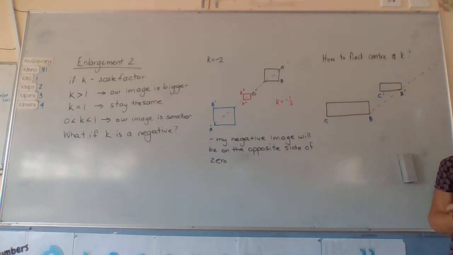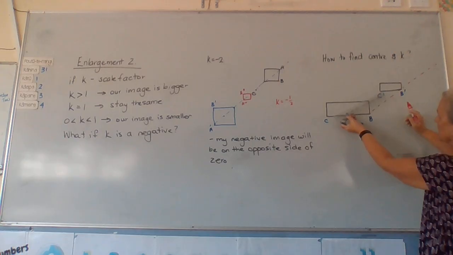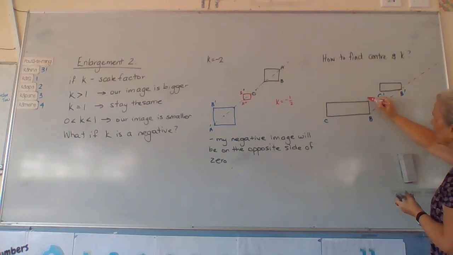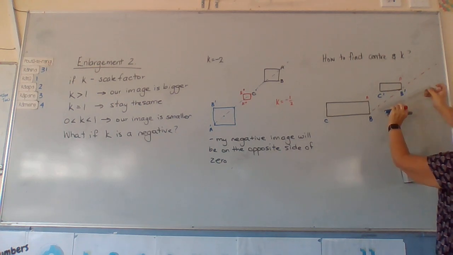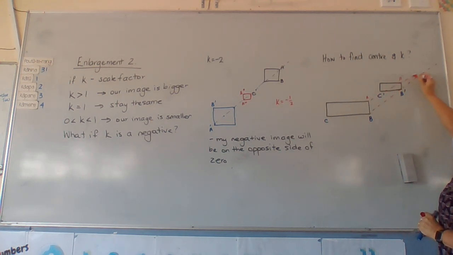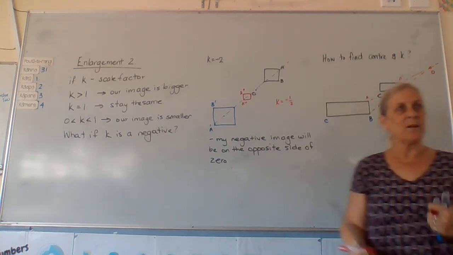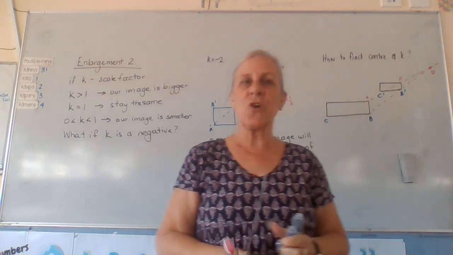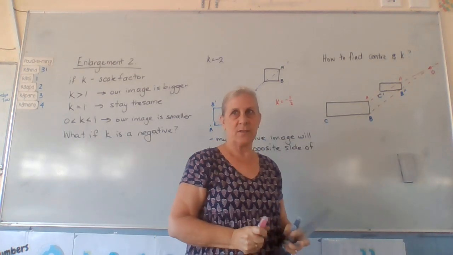I don't know where, got no squares to work it out, but if I do the same thing with another point, I'm going to pick this point because I can. If I pick this point and do the same thing, that is 0. Wherever those 2 points cross, that's where the centre is.